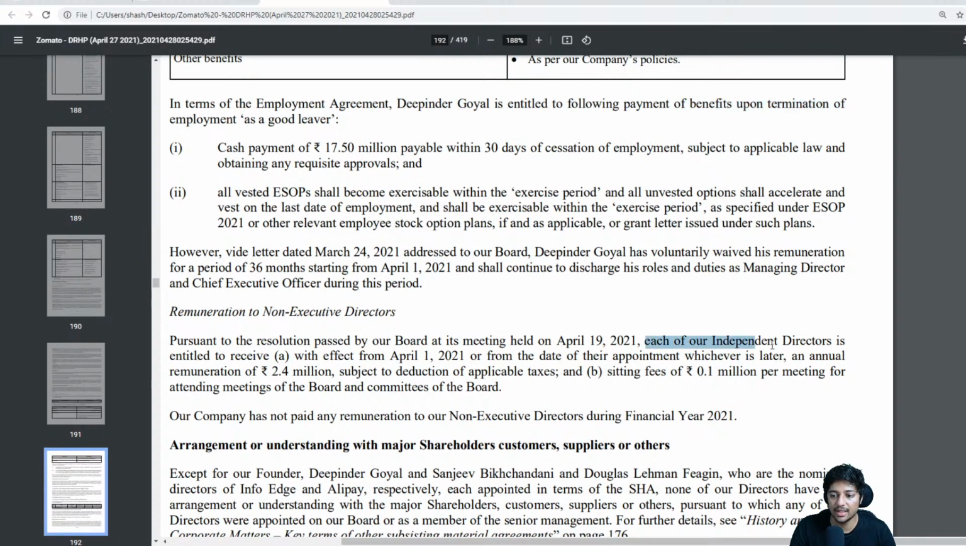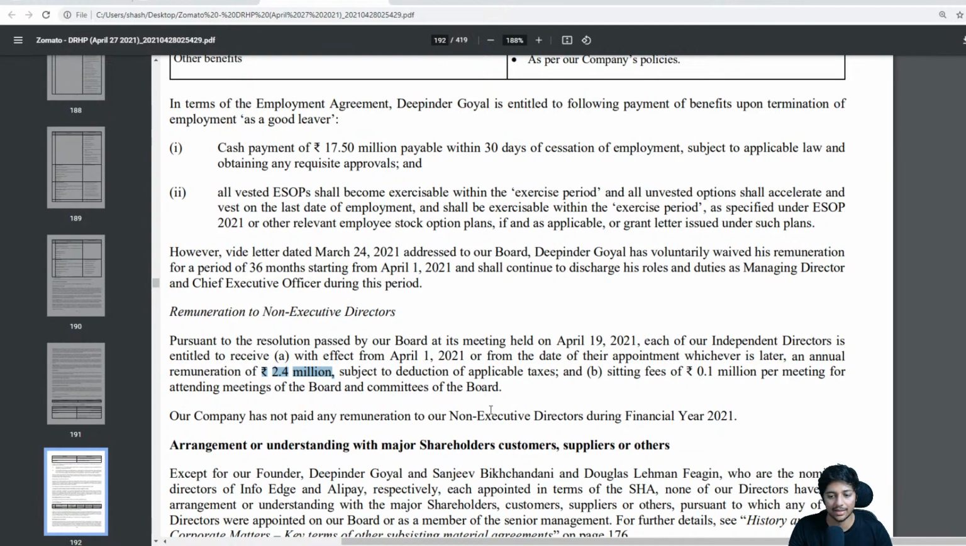Each of our independent directors is entitled to receive, with effect from 1st April, an annual remuneration of 2.4 million rupees, not dollars. 2.4 million rupees is basically 24 lakhs they will get just for sitting. To put that into perspective, 24 lakhs is 2 lakhs a month, plus sitting fees of 0.1 million per meeting every quarter for attending.